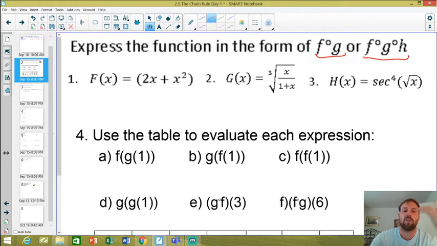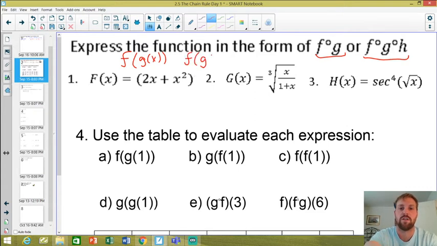Another way you've seen it, and the way I prefer to write it, is f of g of x. It's like whenever we have a function g of x within another function f. Or if you have three functions within each other, you would have f of g of h of x. It just means that you have one function within another within another.